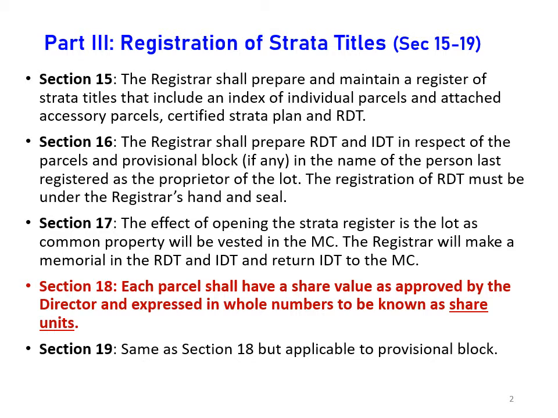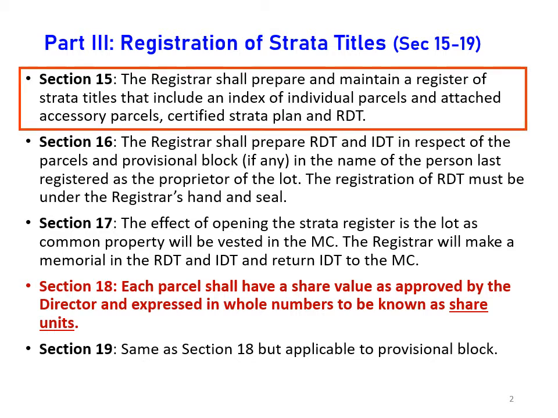Okay, section 15 is all about the preparing and the maintaining of the register. If you can imagine, for each strata development, a register will be opened for that particular strata development. So what is in the register? The register will contain an index of individual parcels and of the attached accessory parcels of the individual parcels, the certified strata plan for the development, and finally the RDT.